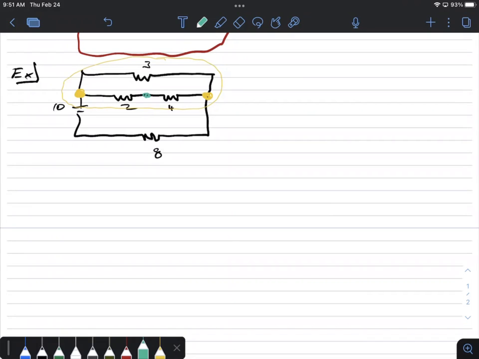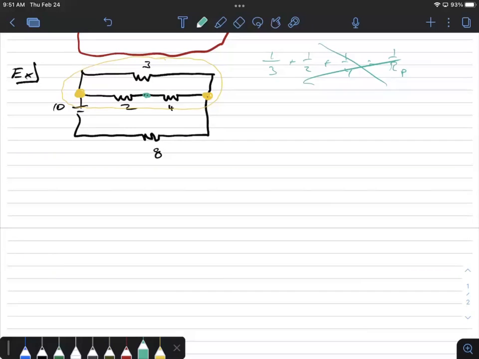So what do I do? I've got plenty of options here. The first option is to say, I know the 3 is in parallel with the 2 and the 4. So can I just do 1/3 plus 1/2 plus 1/4 to get that parallel piece? And the answer is no, you cannot do that. How do I know I can't do that?